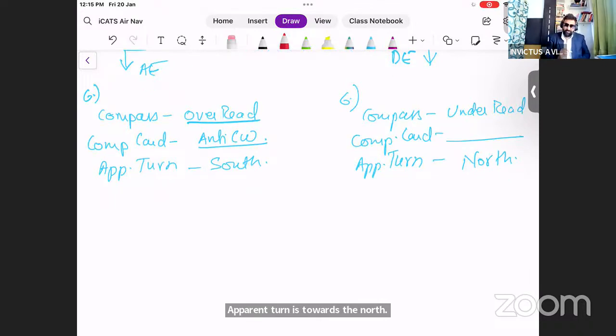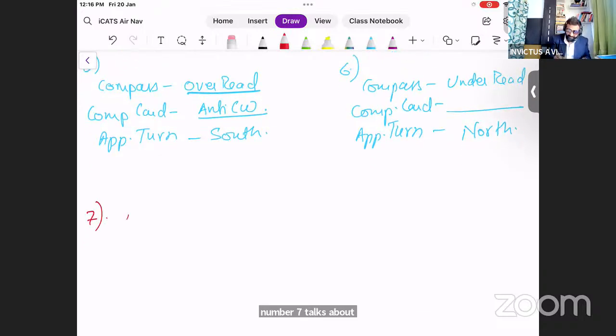Now, another shortcut to understand how to decipher apparent turn. The seventh point will state that. So our headings are done: east-west in the northern, east-west in the southern. Those are the 4 permutation combinations. Good for us. We know the compass card direction of movement. We know the overread, underread. We know the apparent turn also. Point number 7 talks about apparent turn.